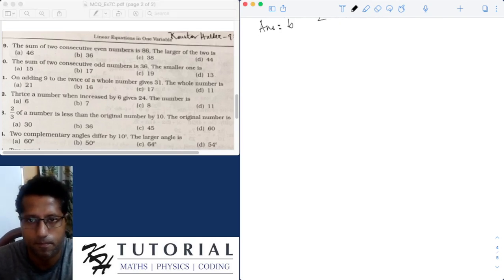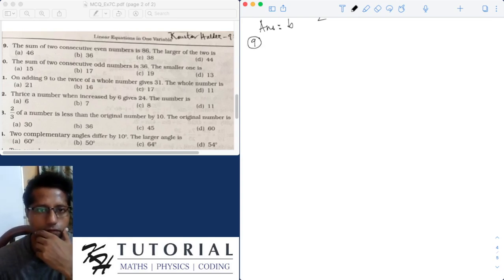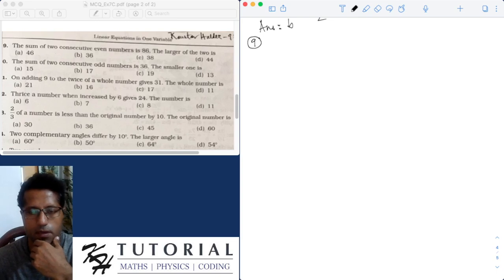Question number 9, it's also a word problem. It says the sum of two consecutive even numbers is 86, the larger of the two is. Okay, so here we are having two consecutive even numbers.